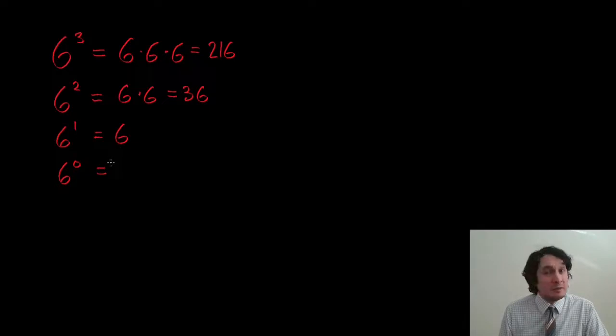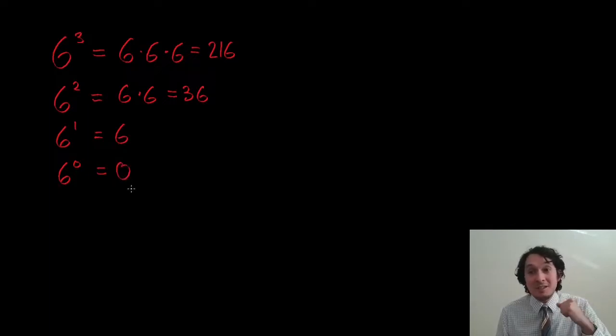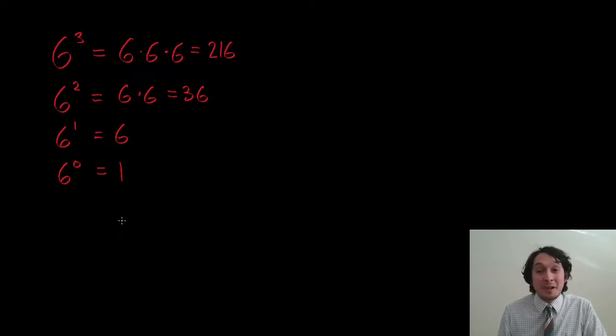What about a power of 0? That's something that you can sometimes see, and what does it mean? Well, a power of 0 means you're not taking any of those numbers and multiplying them together. So a lot of people would assume that it is 0, right? There's no 6s, right? But that's not right. It is 1. So the second rule that we're learning in this section of the unit is anything to the power of 0 is 1.